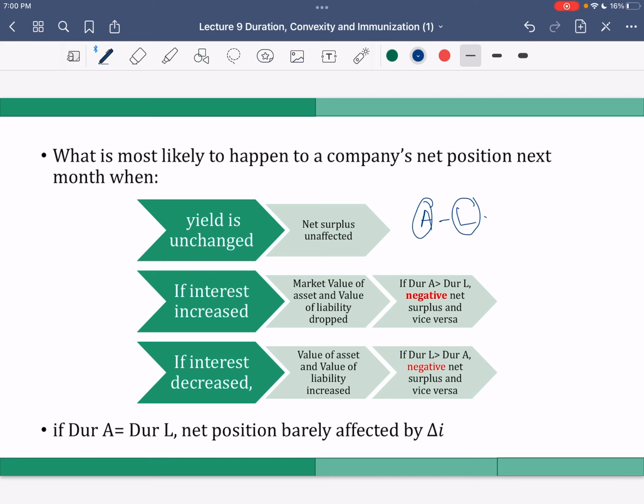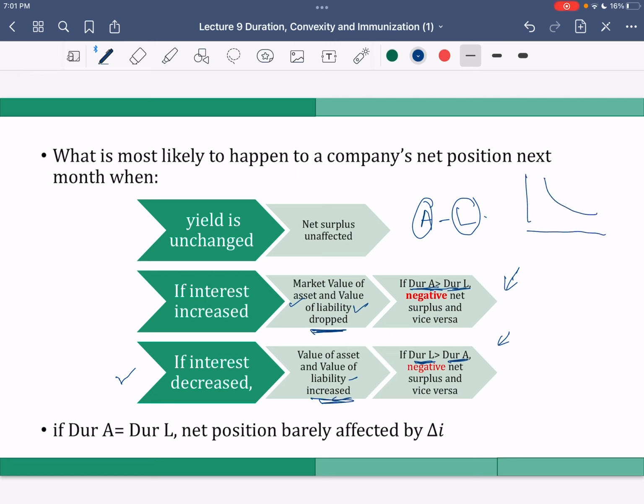For the second one, when interest increases, the market value of asset and market value of liability both drop. So the impact on our net position will be dependent on our duration of asset compared to duration of liability. If interest decreases, the value of asset and value of liability will actually increase instead of decrease. So the actual impact on the net position will be dependent on the comparison of our durations as well. Let me illustrate.